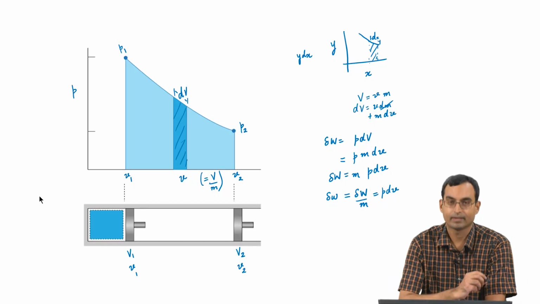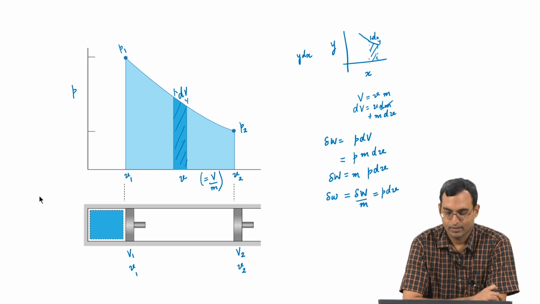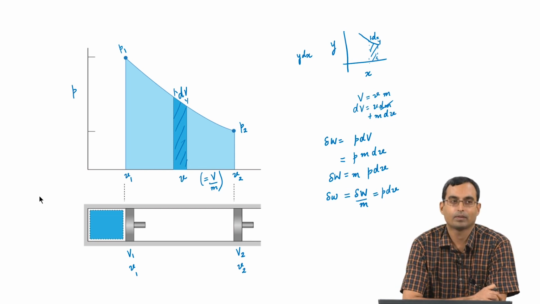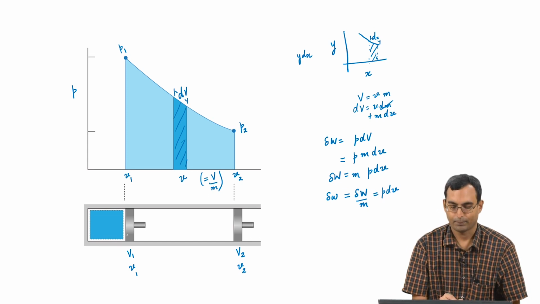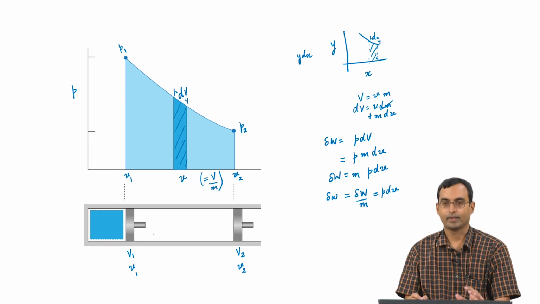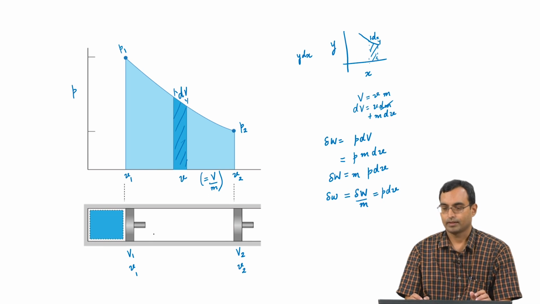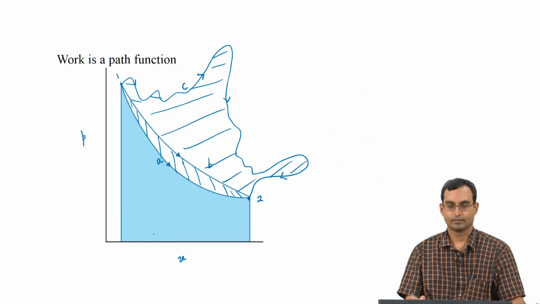Hello and welcome back. We were looking at work in the previous lecture. So, we looked at how to calculate the work when you have displacement work of this kind. For example, when you have a piston which moves, we said that if the movement of the piston is fully resisted, and at the same time there is no friction, then the work is given by the integral of P dV.